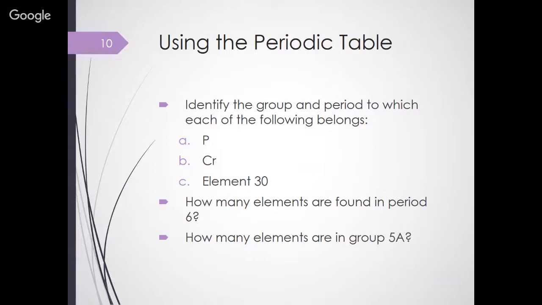So how many total elements are found in period 6? So we count down our rows, find row 6, and we count across, keeping in mind that we jump down and we have to include those inner transition metals. And if we go all the way across, we will find that there are a total number of 32 elements in period 6. How many elements are in group 5A? So I look there. Once again, that's a main group element because it has that big letter A. And there are a total of 6 elements in that family, right? Group and family mean the same thing.